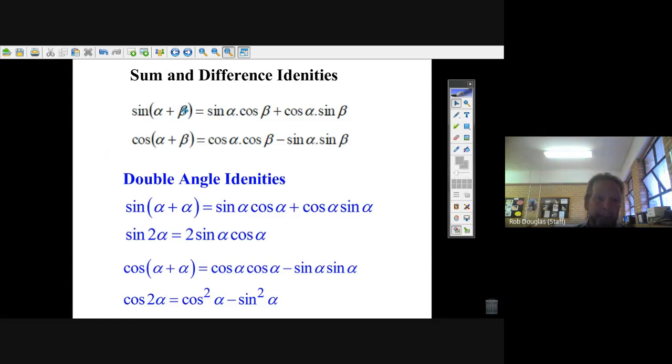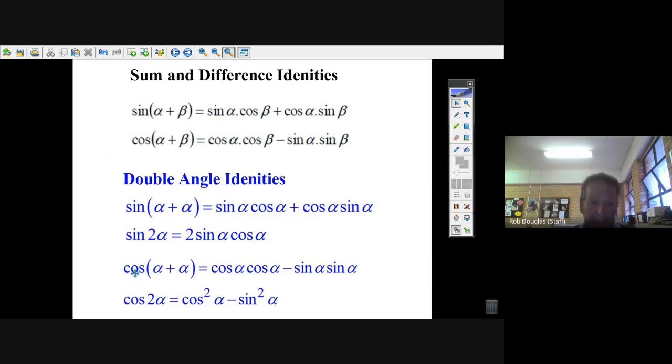Well, if we replace beta with alpha, so we've actually got two alphas here, what we end up with is sine alpha cos alpha plus cos alpha sine alpha. I just put alpha into this formula instead of beta. By the commutative principle, cosine sine is the same thing, so I've got two sine alpha cos alpha. Now, this is called a double angle identity, and it's real important. Whenever I see the sine of 2 alpha, I could replace it with 2 sine alpha cos alpha, or vice versa. If I see this, I can put this.